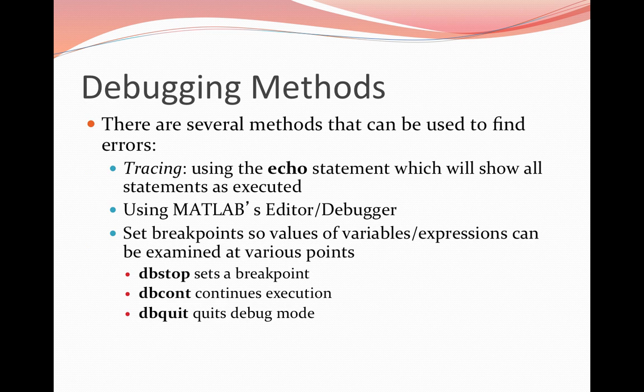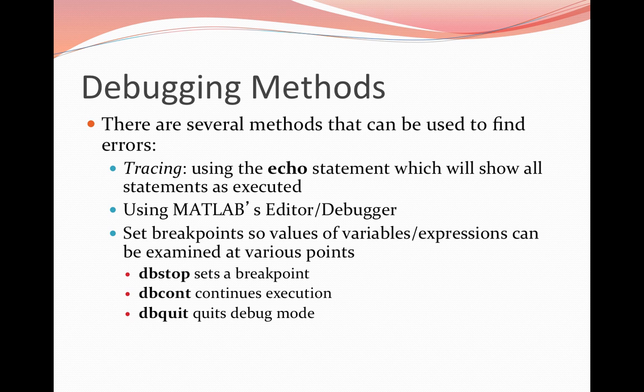So there are several ways that you can find bugs or errors in programs. One is tracing. That means going through statement by statement and seeing what happens. So you can use the echo statement, which is a toggle. You turn it on and then it will show you all of the statements as they're being executed, and then you can turn it off again.